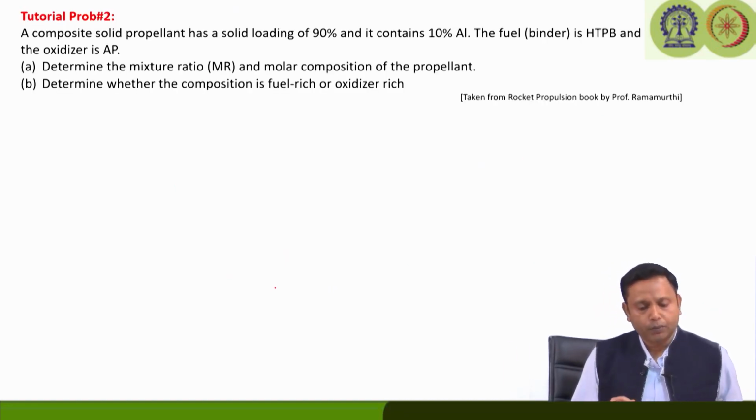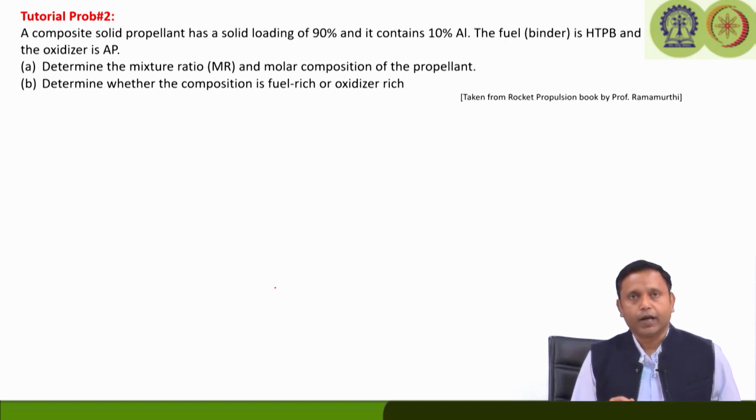So, look at the problem statement first. It is saying a composite solid propellant has a solid loading of 90% and it contains 10% aluminum. The fuel binder is HTPB and the oxidizer is AP. So, fuel or binder, we are saying HTPB, because HTPB will act as fuel as well, because it is a hydrocarbon fuel. But here it has proper fuel as aluminum, the binder is HTPB and the oxidizer is AP.